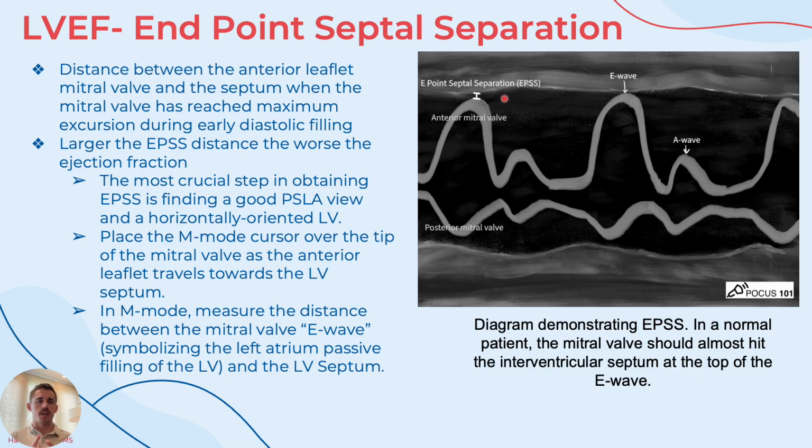The most crucial step in obtaining it is getting a good parasternal long axis view. You want to really be able to see both of those mitral valve leaflets and a horizontally oriented left ventricle. You place the M-mode cursor over the tip of the mitral valve as the anterior leaflets travel toward the left ventricular septum, and once you've captured that in a cine clip, then you can turn on M mode and measure the distance between the mitral valve, the E wave, right here, and the A wave, which is the mitral valve in systole. So that symbolizes the left atrium passive filling of the left ventricle, and then active closure.